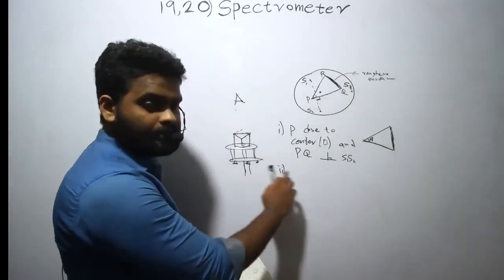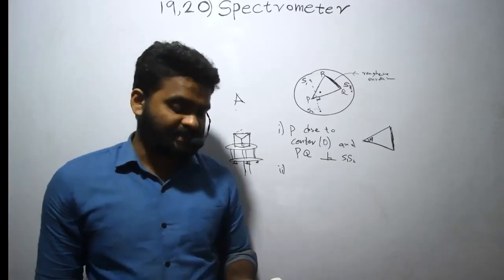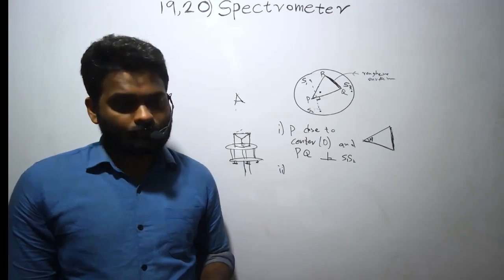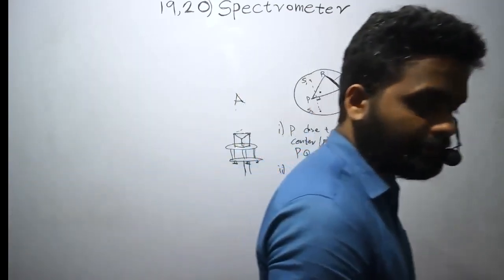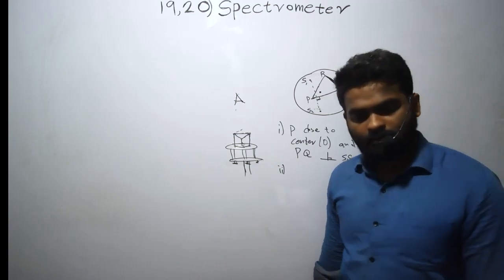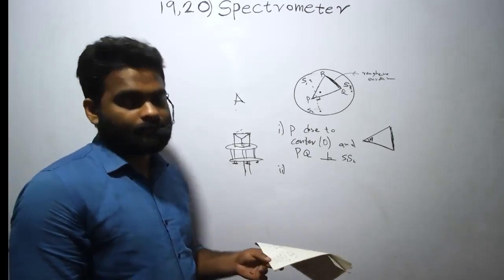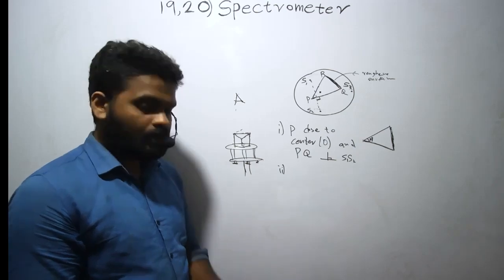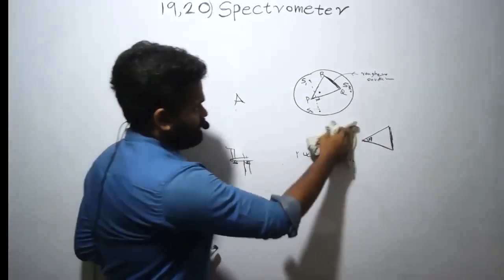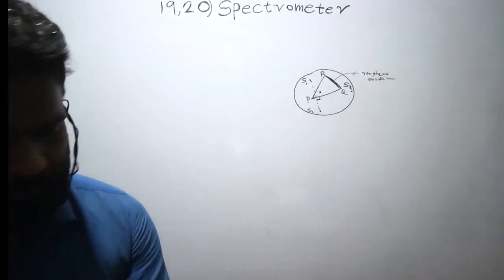Then the second point, write down: by rotating the prism table, light from the collimator should be incident on both surfaces of the prism symmetrically.